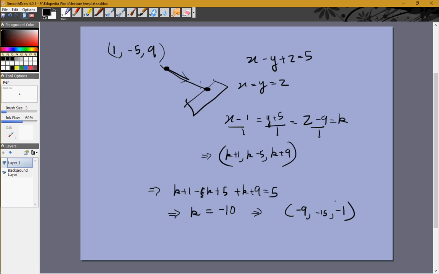And now we can find the distance between these 2 points, that is root of minus 9 and 1 gives me 10 squared, minus 15 and minus 5 gives me 10 squared, and minus 9 and minus 1 gives me 10 squared, which is equal to 10 root 3. So the distance is equal to 10 root 3, which means the answer is option 2.